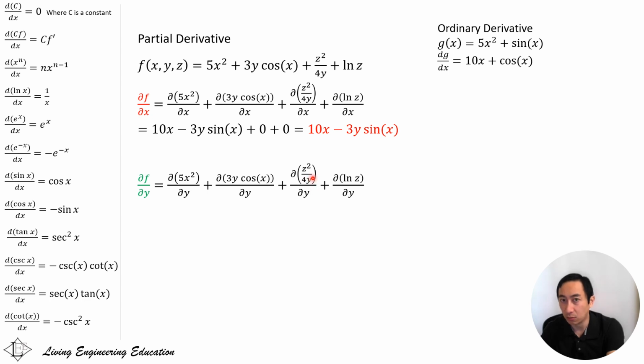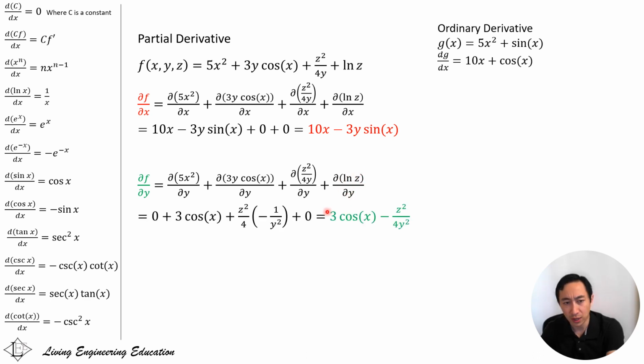So my 1 over y is my only variable. That's basically the same thing as y to the negative 1st power. So I go over here, y to the negative 1, n is equal to negative 1. So this will be negative 1, y to the negative 1 minus 1, or y to the negative 2, or 1 over y squared term. Then this last one here, ln z, or natural log of z, I have no y values. So this will also go to 0.